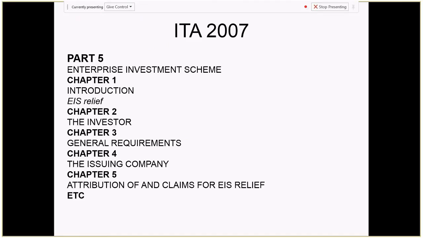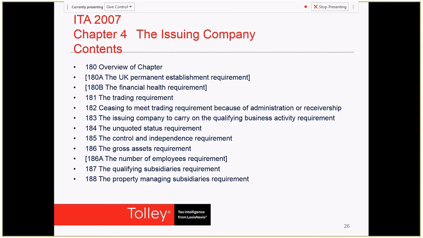Now, when I come to write up my answer, here is the contents of the Income Taxes Act. If I've done my highlighting correctly, the key points are all that I will have highlighted. So rather than looking at that, which is where I have to read everything, and I haven't got time to read everything, I do that. So I've just got the keywords: trading, qualifying business activity, unquoted, gross assets, employees. In fact, if I knew it well enough, I could now write my answer only from the contents page, yes?